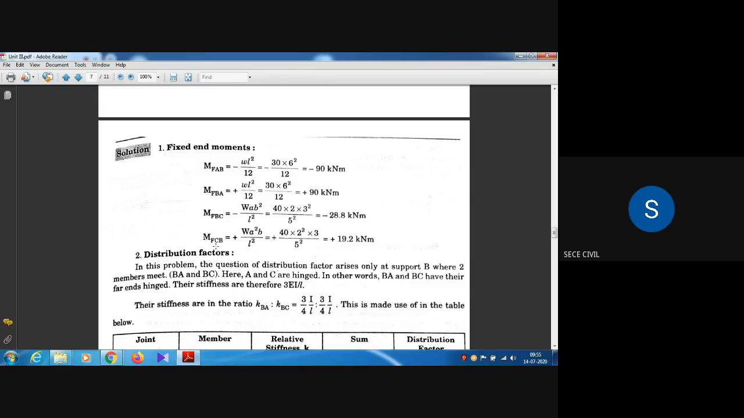Next, MFCB, that is right to left, a clockwise moment. So plus W A square B by L square. This is the formula. So 40 into A, the same 2 meters, B is 3 only, so 40 into 2 square into 3 divided by 5 square. We get 19.2 kilonewton meter.